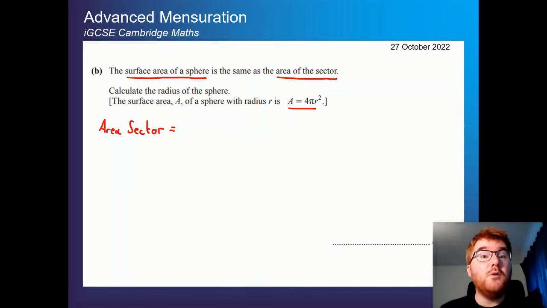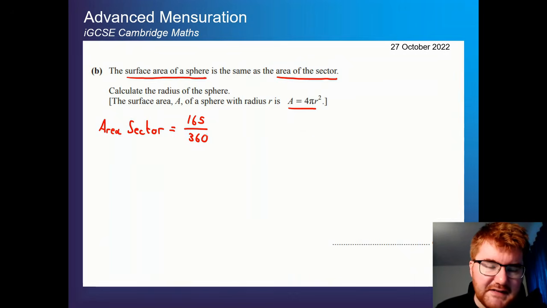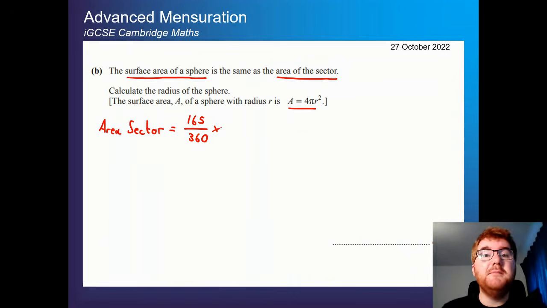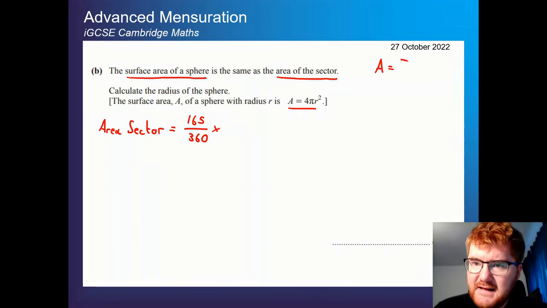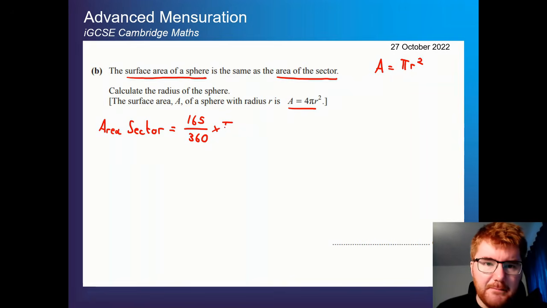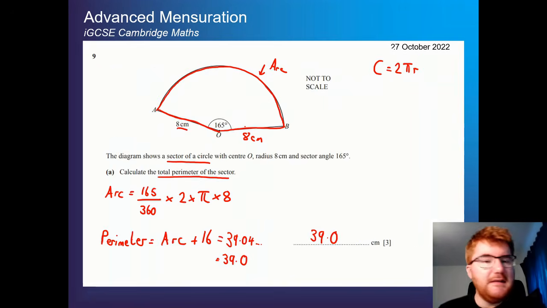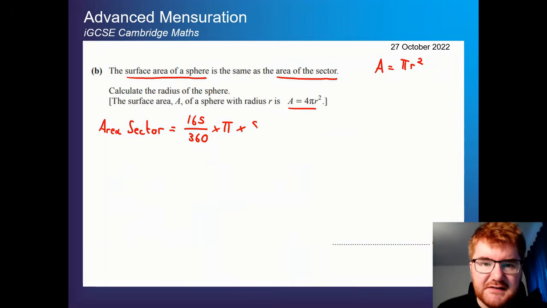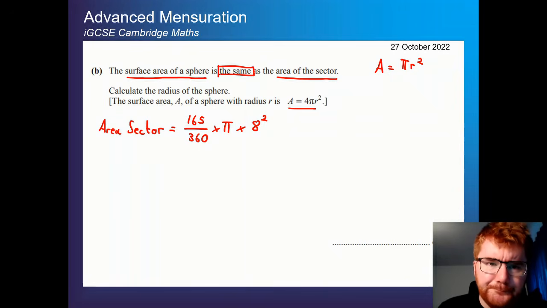Now the area of a sector works in a very similar way to the arc. So we take our angle, so we have 165 over 360. But this time we're going to times by the area of the circle formula, and that's equal to pi r squared. So in this case, it's going to be pi times, now our radius here is 8, so that's going to be 8 squared. And we're told that these two things are the same.